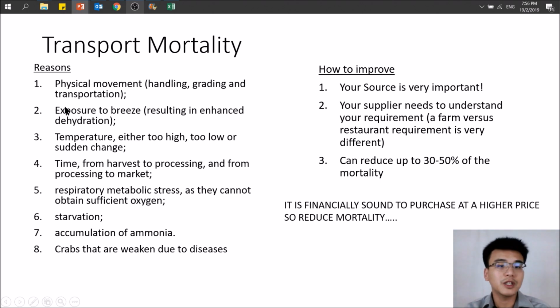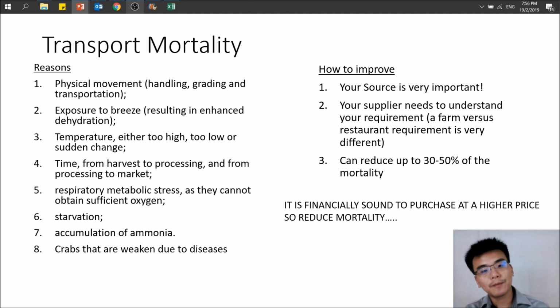Exposure to breeze is another one. Temperature being too high or too low, or abrupt changes. Apart from air flights, once the crab gets into the specific country you're going to, for example in Malaysia, the crabs will land in probably Kuala Lumpur or Senai and are then transported to several other states by bus. Note that they are usually just placed under the boot of the bus, which is really very hot. Time is also another factor to consider. From harvest all the way to the market, it can sometimes take about 3 to 4 days, which is really stressful to the crabs.